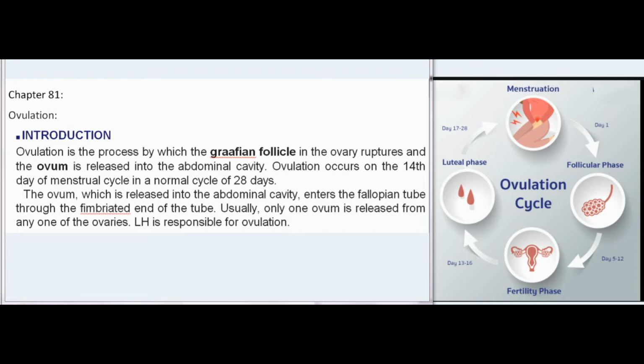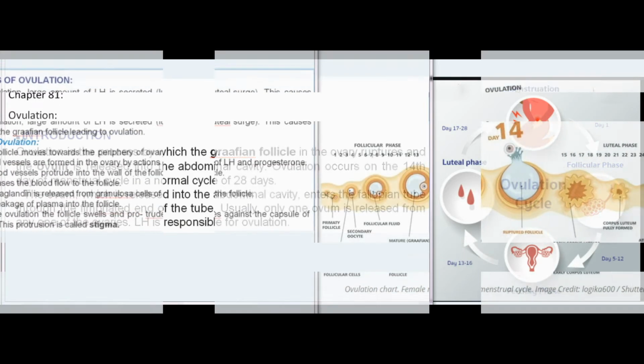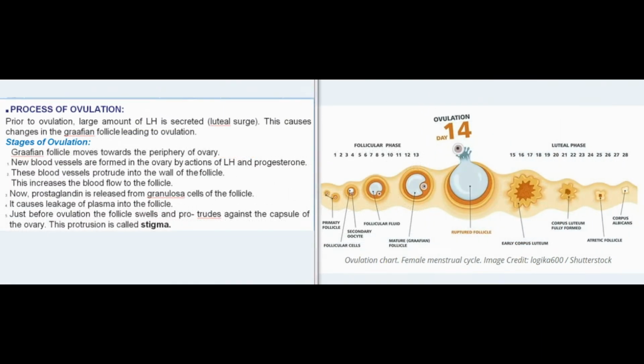LH is responsible for ovulation. Process of ovulation. Prior to ovulation, a large amount of LH is secreted, the LH surge. This causes changes in the Graafian follicle leading to ovulation. Stages of ovulation. The Graafian follicle moves towards the periphery of the ovary. New blood vessels are formed in the ovary by actions of LH and progesterone.